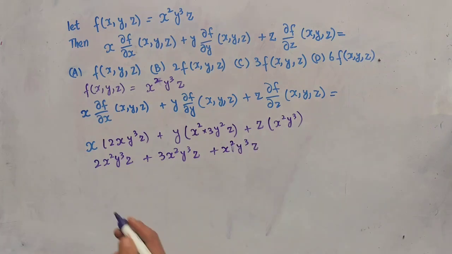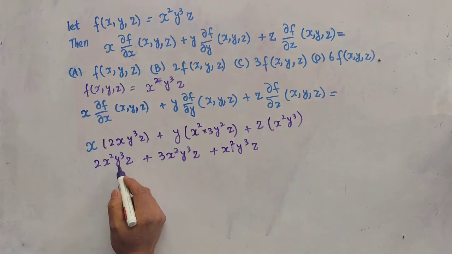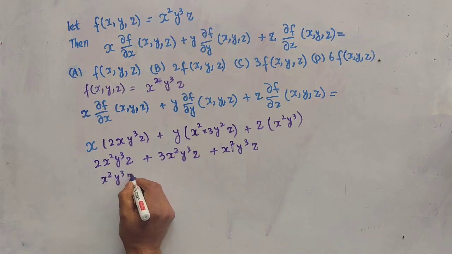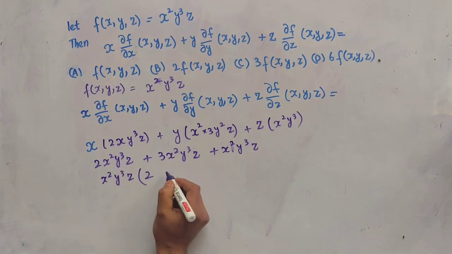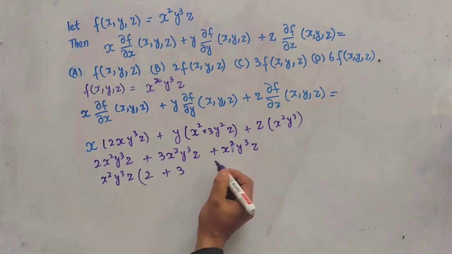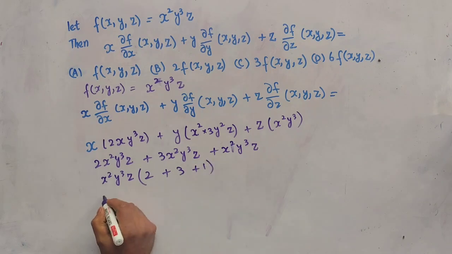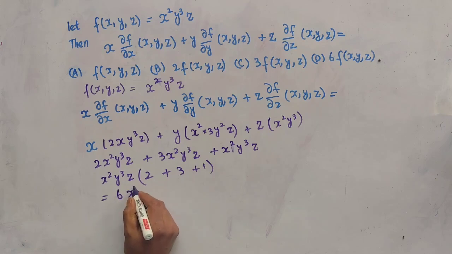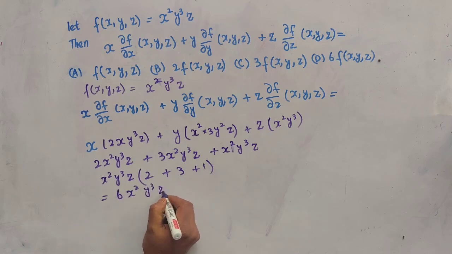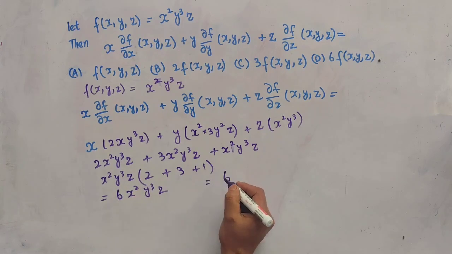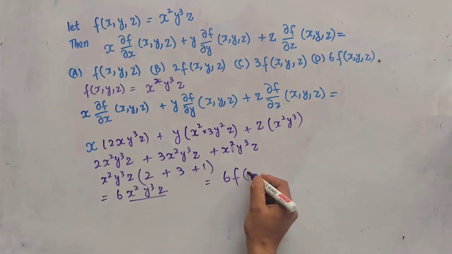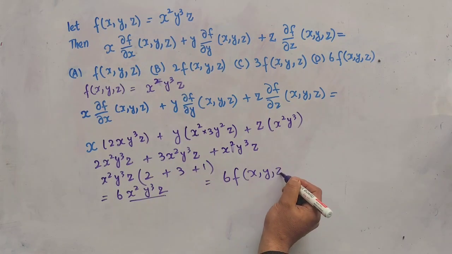Okay, so if I take x square y cube z common, here we are left with 2, here we are left with 3, and here we are left with 1, so we get 2 plus 3 plus 1 is 6, so we get 6 times x square y cube z, which is equal to 6 times, what is x square y cube z? It is the given function, that is f of x comma y comma z.